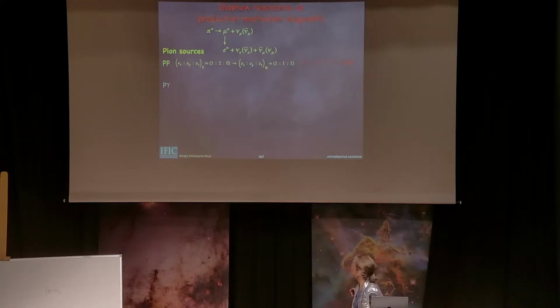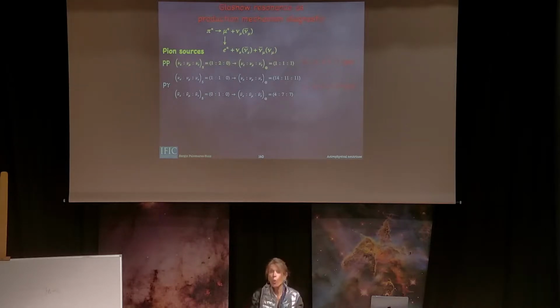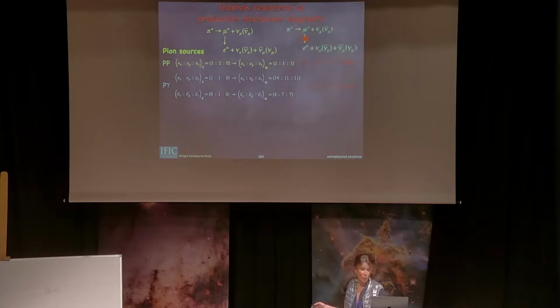Now, if we have p-gamma, the things will be different, okay? Because nu_e and nu_e bar now are not in a ratio of 1 to 1, they are in a ratio of 1 to 3.5. So we don't expect the same electron neutrinos as electron antineutrinos. And since the Glashow resonance is precisely a measurement of the electron antineutrinos, we can really infer which mechanism we are dealing with, okay?